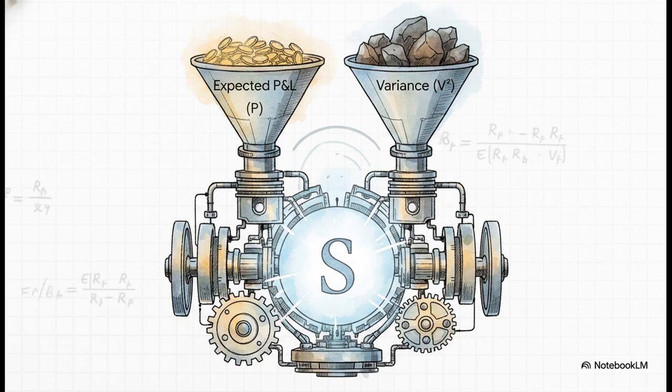That first equation, that's your expected P&L, or profit, denoted as P. It's just the sum of your expected returns multiplied by the actual dollars you hold in each stock. The second one, V squared, is your portfolio variance. That measures your risk. And finally, we have S, the Sharpe ratio. This right here is the holy grail. It's simply your profit divided by your risk. The entire goal of this mathematical engine is to maximize S. We want to make that number as absolutely huge as possible.